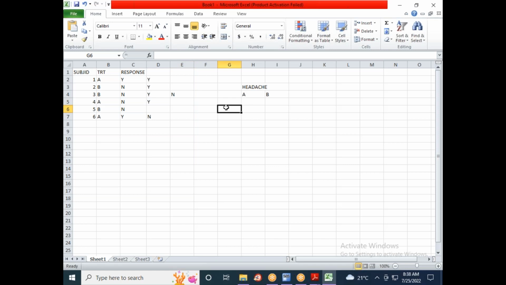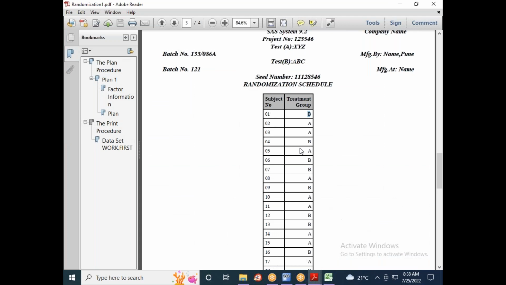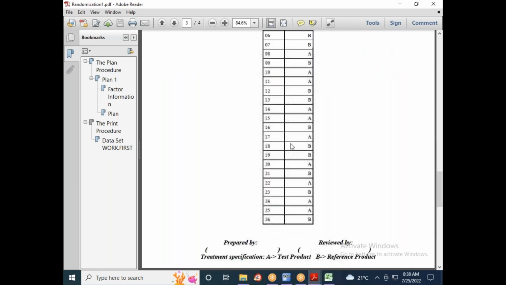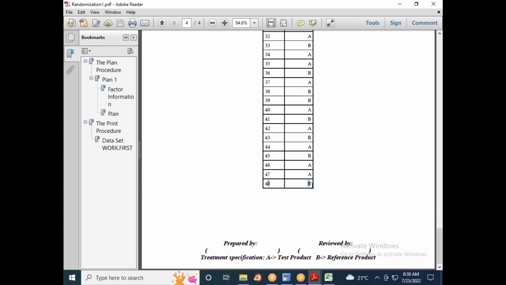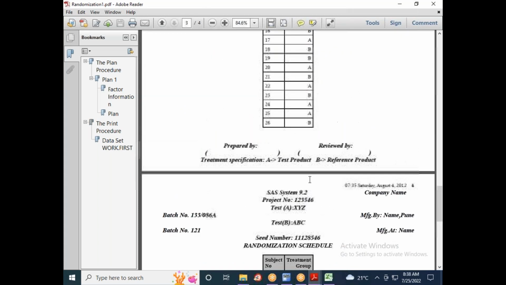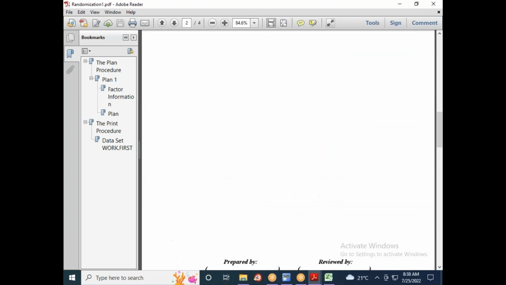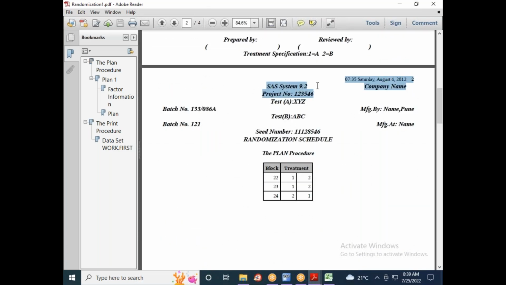Once the entire study is done, after database lock, they will give the original randomization. Which treatment is given to which subject, that complete detail, we call a randomization schedule. So total 48 subjects are there in my trial. I have given this. This is the one I generated earlier in my office, using SAS 9.2.